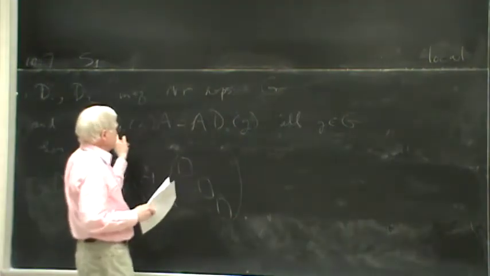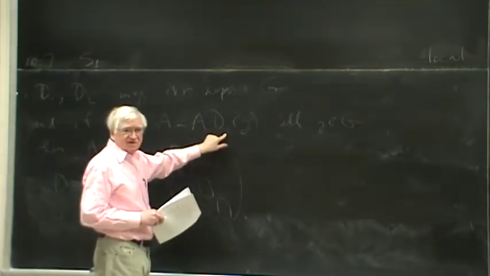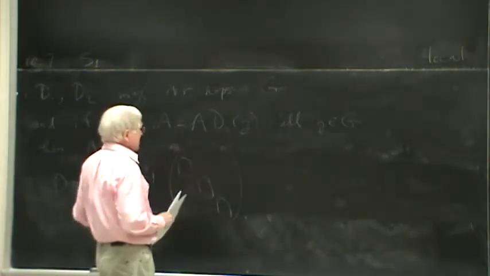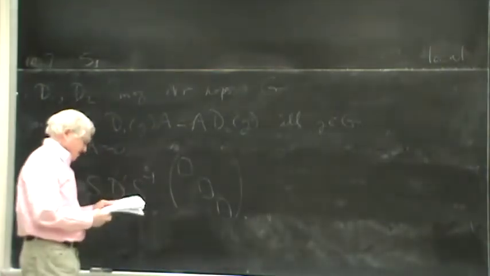Okay, so this says if you've got two inequivalent irreducible representations and some matrix commutes, it's kind of a funny commutation. It's not really commutation because these are different representations. But if you have this, A has to be 0.